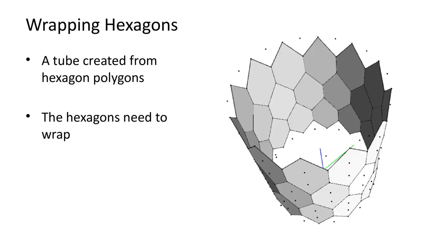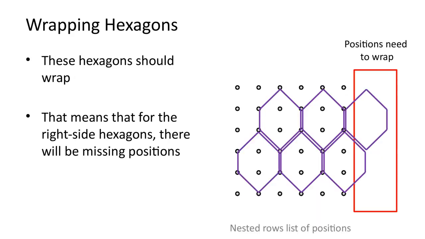In this example, we will create a tube of hexagons that wrap. The hexagons are orientated vertically. The diagram shows how the hexagons on the right side of the grid are missing some positions. The diagram shows a smaller version. In this version, the tube would be 3 hexagons wide and 2 hexagons deep. But the principle is the same.